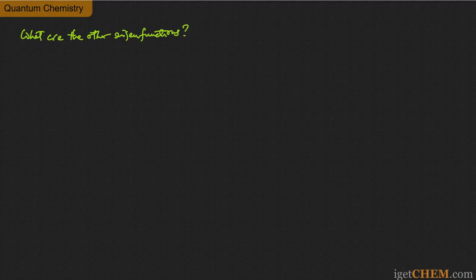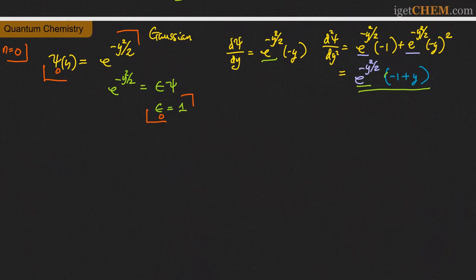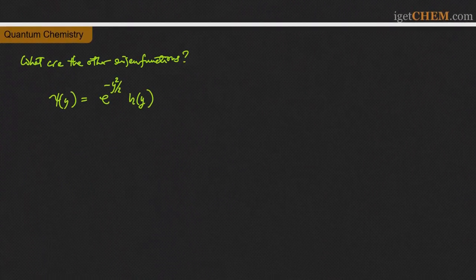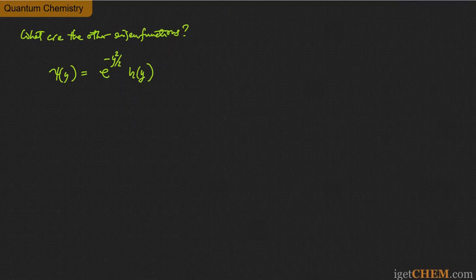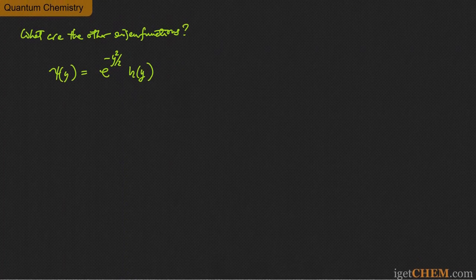So as we have said, we are going to assume that these eigenfunctions are going to be some Gaussian function multiplied by some kind of polynomial function of y. I'm just going to write that as h of y. You see that in the first solution, this Gaussian is multiplied by just 1. In that case, h is equal to 1.